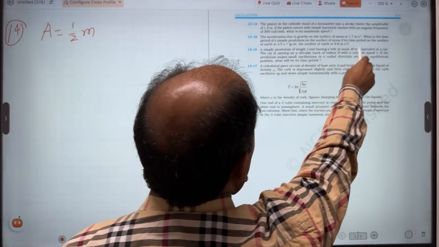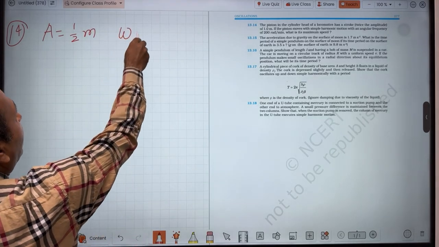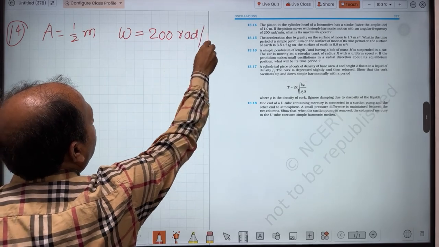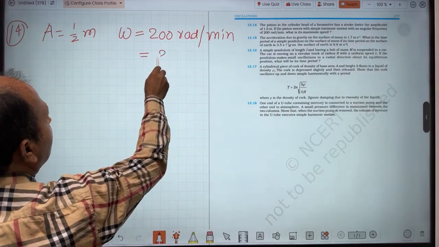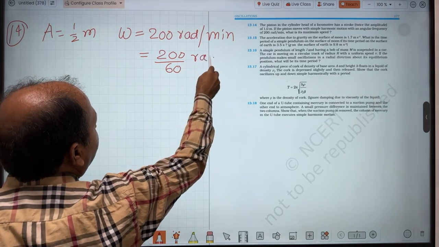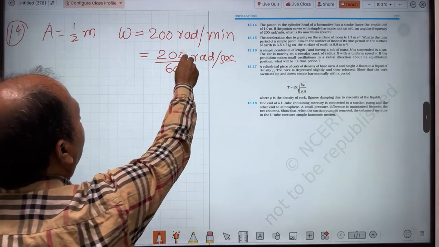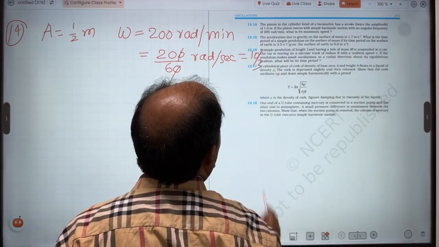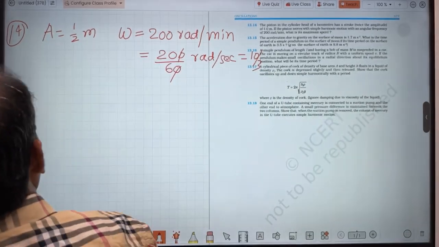And then angular frequency is given. Angular frequency means omega. So omega is given as 200 radian per minute. So we can convert it into seconds. So we can write it 200 divided by 60 radian per second, right? We can simplify, this will be 10 by 3, right? And we have to find out what is the maximum speed.